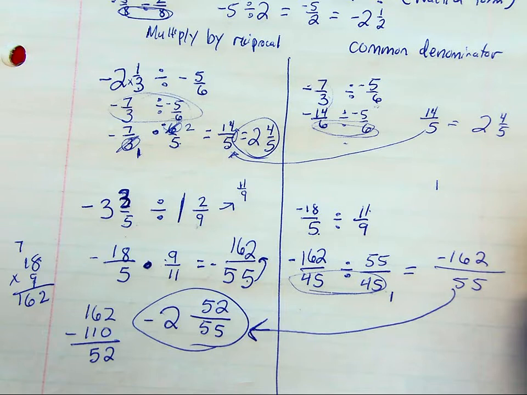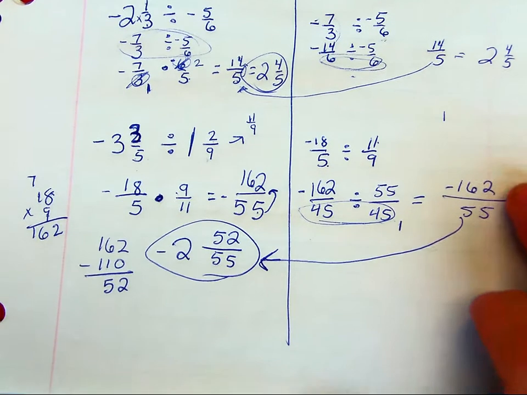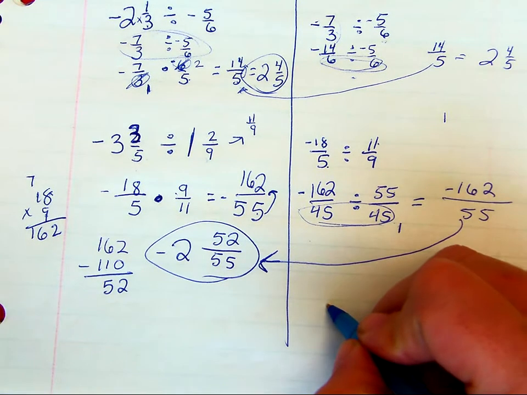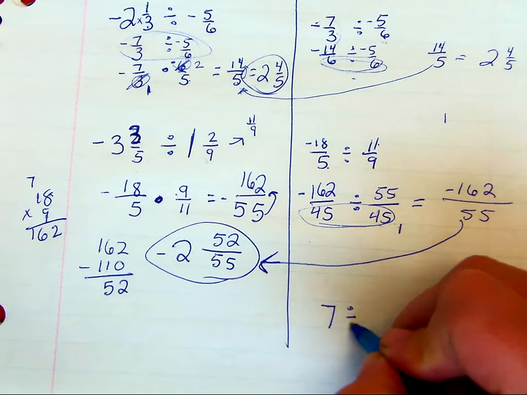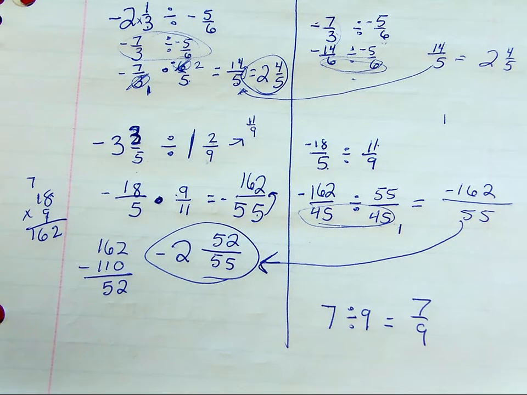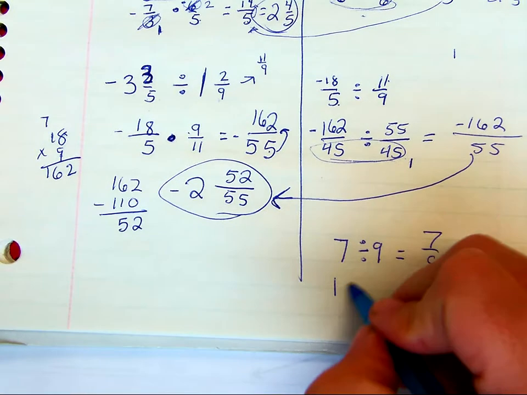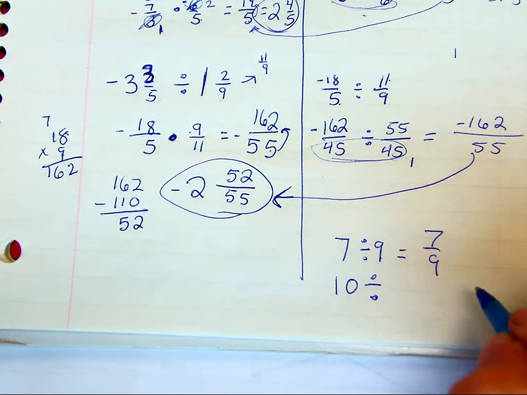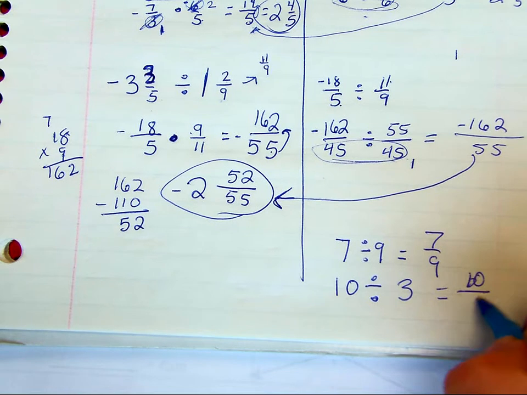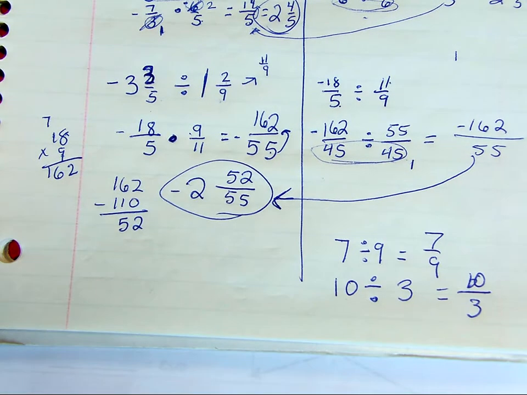But, you know, one thing you guys could do to show people that you're really smart is if they ever ask you something like, well, what's 7 divided by 9? Oh, that's 7/9. What is 10 divided by 3? Oh, that's 10/3. It's always right.